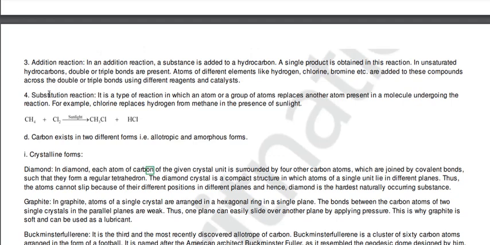4. Substitution reaction. It is a type of reaction in which an atom or a group of atoms replaces another atom present in a molecule undergoing the reaction. For example, chlorine replaces hydrogen from methane in the presence of sunlight.